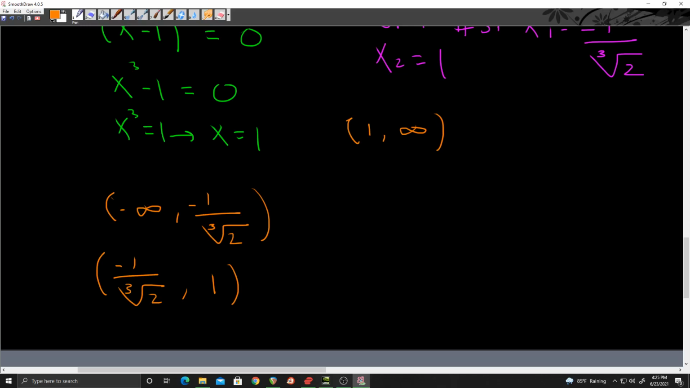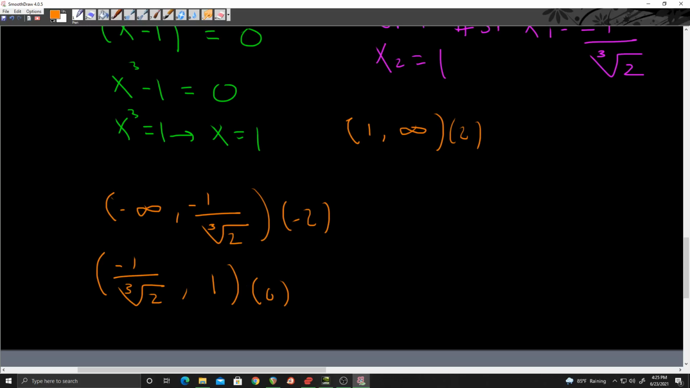Cube root of 2 is bigger than 1. 1 over a number bigger than 1 is going to be less than negative 1. I want to be safe, so I want to choose negative 2 to test. Here I go from negative to positive, so I want to be easy and choose 0, and here I'm just going to choose 2.